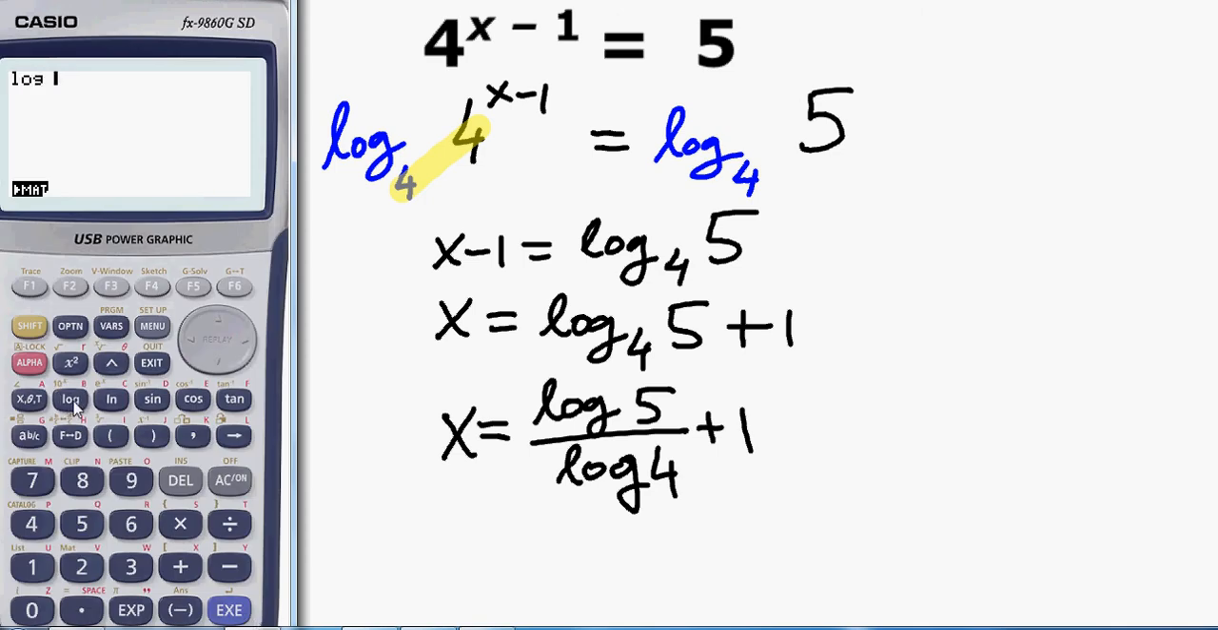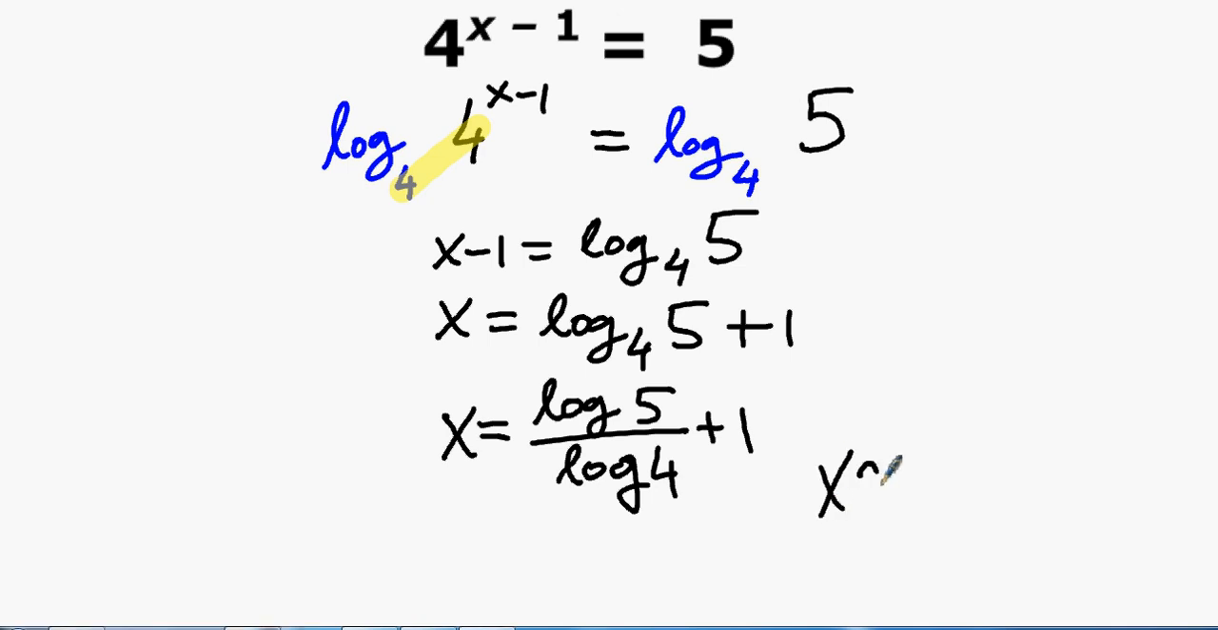We have log 5 divided by log 4. That equals 1.16 something something, plus 1 will give us 2.16 approximately. So x is approximately 2.16.